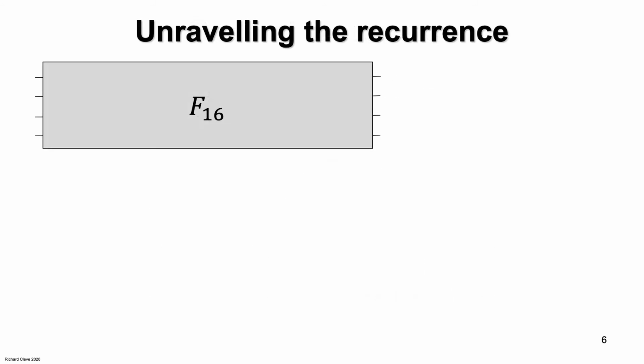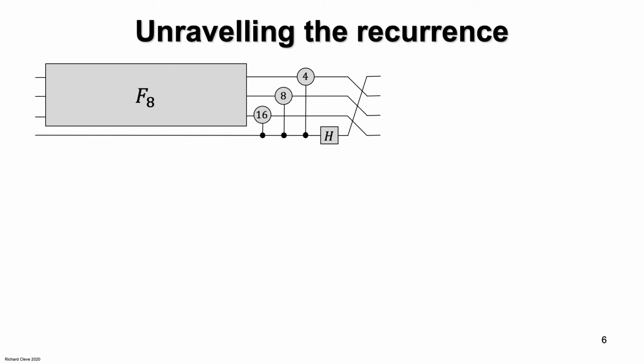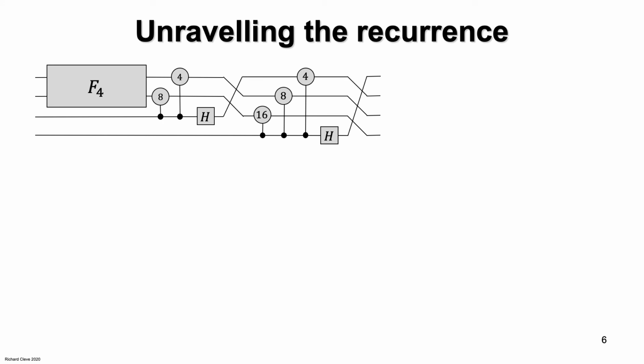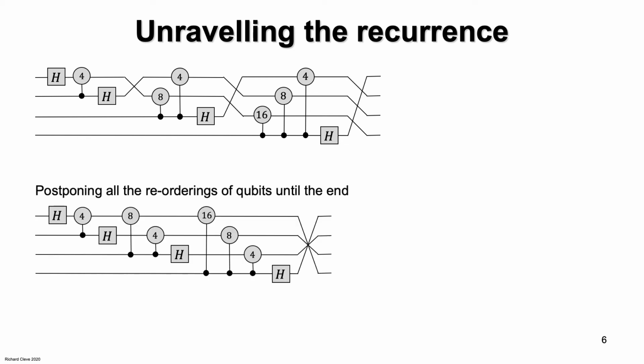To see explicitly how this recurrence works, suppose we want to compute F16. We can express F16 in terms of F8 like this, then F8 in terms of F4, then F4 in terms of F2, and F2 is just a Hadamard. So there's a circuit for F16. Notice that there are places where the qubits are rearranged. Instead of doing these rearrangements in the middle of the computation, we can just move the gates around. Then there's just one net rearrangement at the very end, which turns out to be a reversal of the order of the qubits.